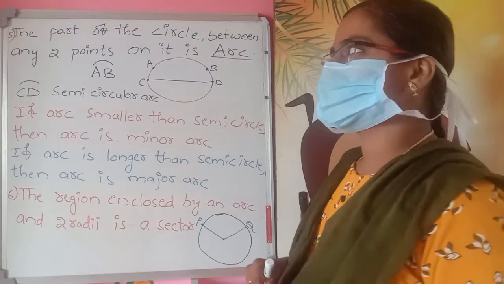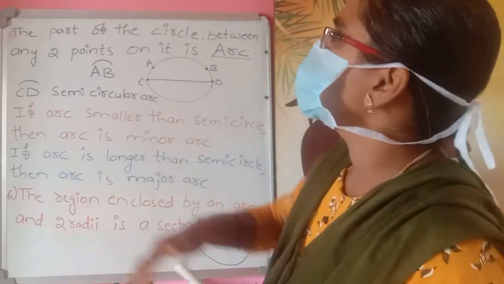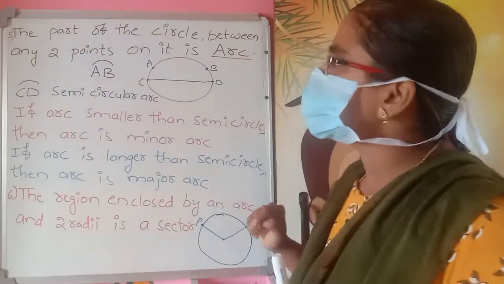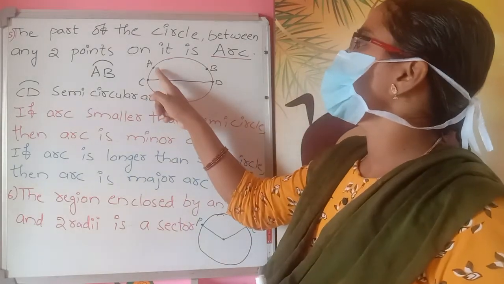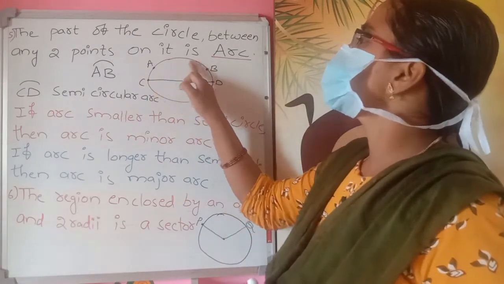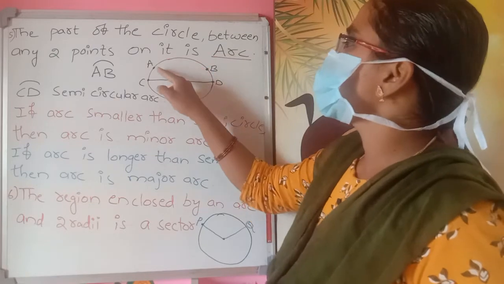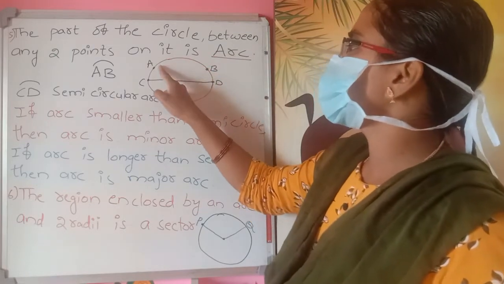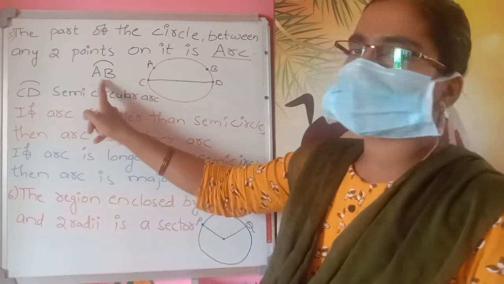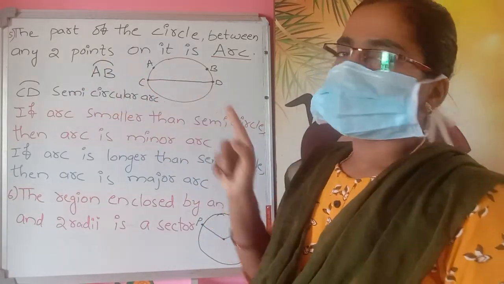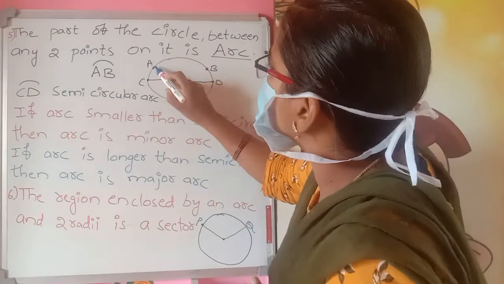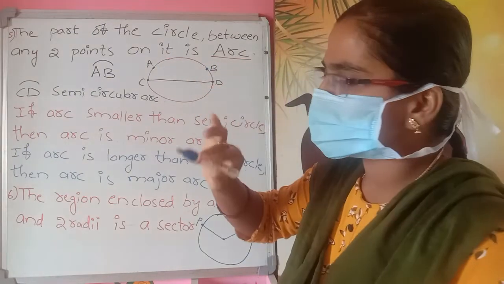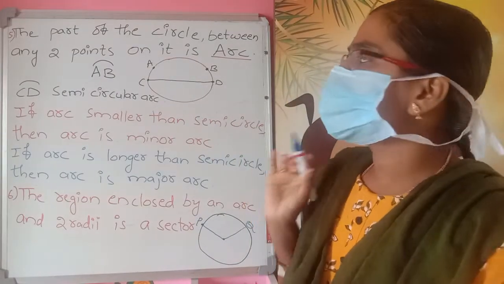Next we have arc. Arc means the part of the circle between any two points on it. So if you take A, B, two points on this circle, this AB part of the circle is called an arc, denoted by arc AB. So this is the arc A to B. This curve is called the AB arc.